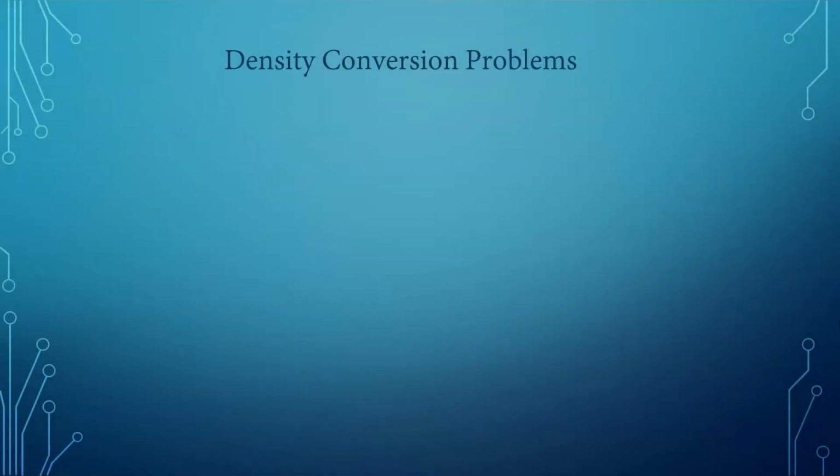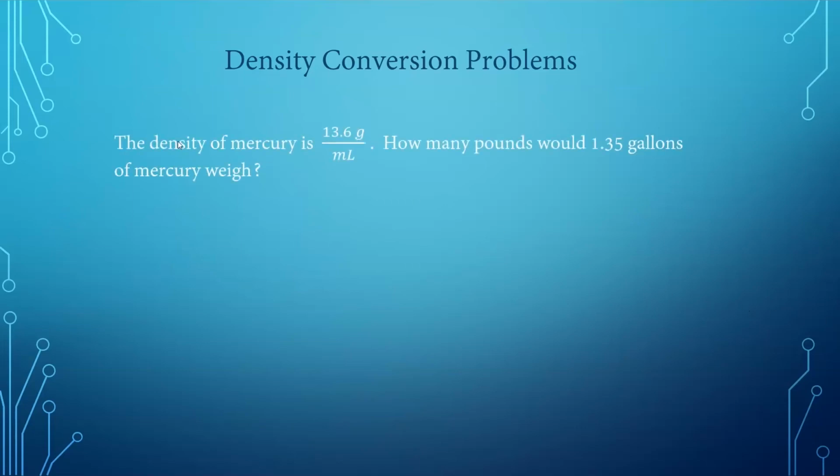Let's try a problem now where we combine density with other conversions. We know the density of mercury is 13.6 grams per milliliter. It's a very dense liquid. And we'd like to figure out how many pounds there would be in 1.35 gallons of mercury. Just for comparison, that much milk or water would weigh about 11 pounds. So see how it compares once we finish this problem.